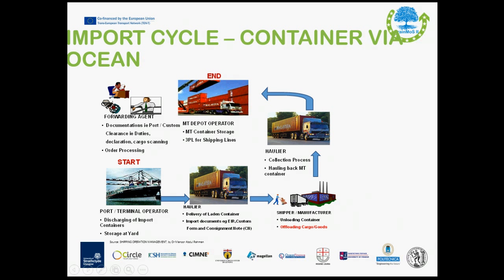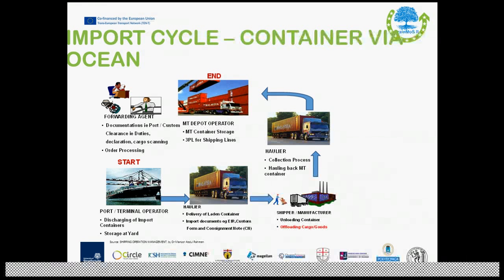Then the haulier collects the empty container to take it back to the empty depot. And the forwarding agent in this process prepares all the documentation, port customs clearance, duties. In some cases, the forwarding agent also pays the duties on behalf of the cargo owner, and does all the order processing that is pertinent to this chain.